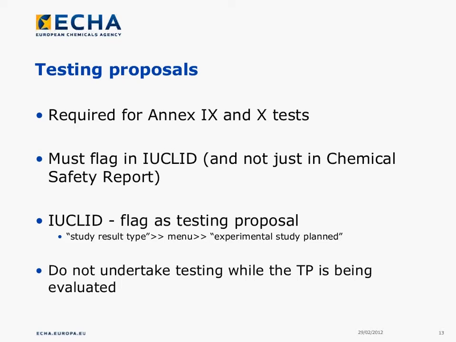It's very important that you flag in Euclid that you have a testing proposal. It's very important that the testing proposal does not just go into the chemical safety report, but it must be in the Euclid file. This can be done quite simply. Within Euclid, for the relevant endpoint, there is a field which is called the study result type. That has a menu in it, and one of the options on that menu is experimental study planned. If you tick that option, that flags it as a testing proposal within Euclid. So it's very easy to do from an IT perspective. But it's very important that that gets done in the Euclid file.